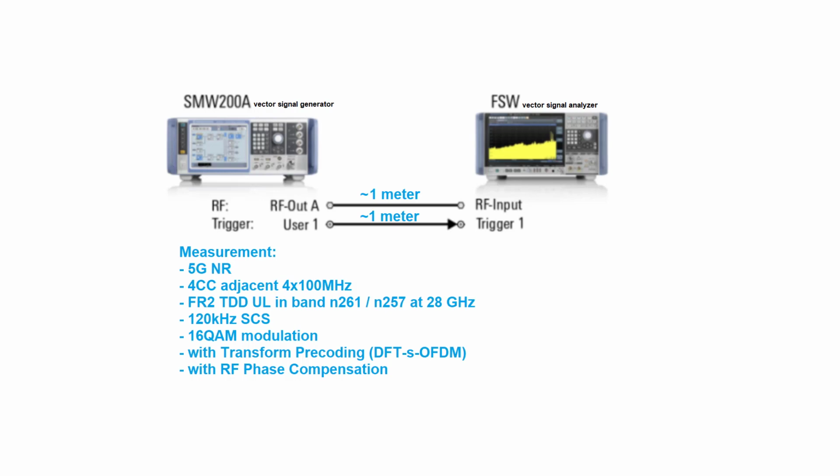I'm also going to be using transform precoding, which enables more efficient power range of the inexpensive power amplifiers that are used on cell phones. Another word for transform precoding is the DFT-s-OFDM. Transform precoding is the language that's used in the 3GPP standard. I'm also using RF phase compensation as well.